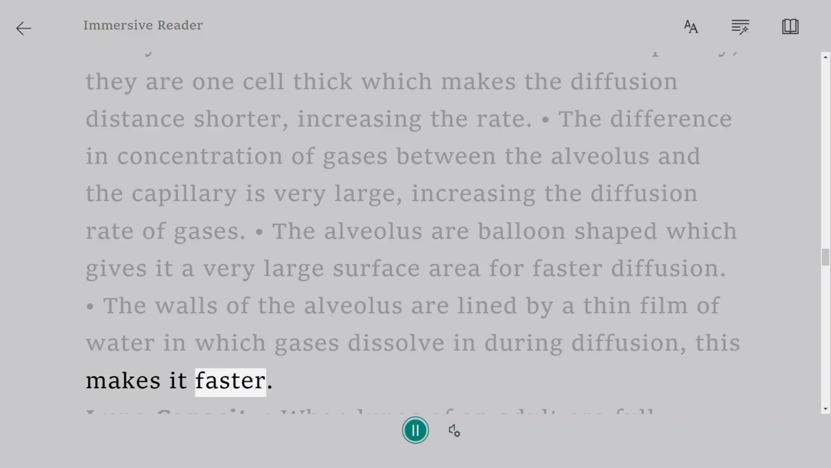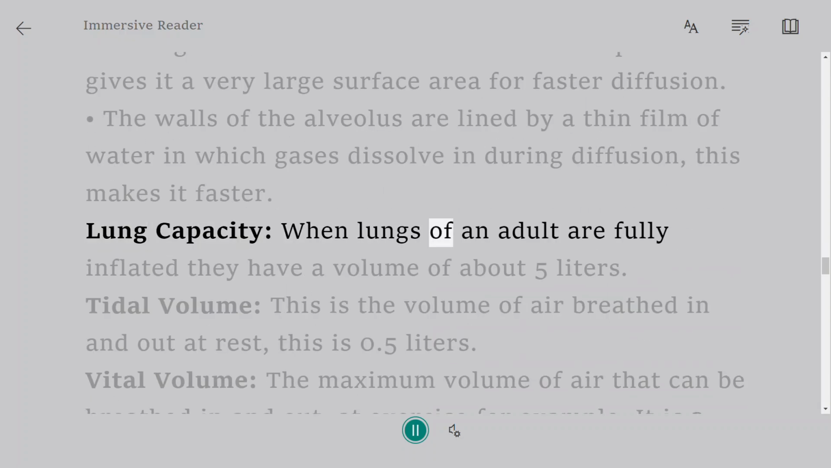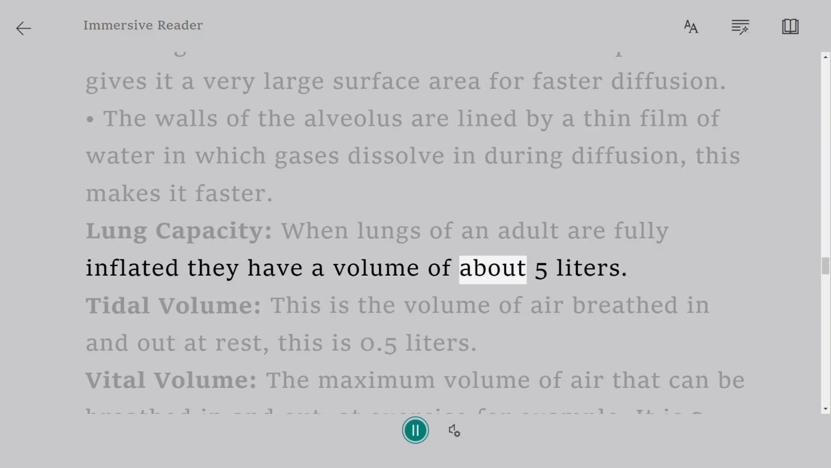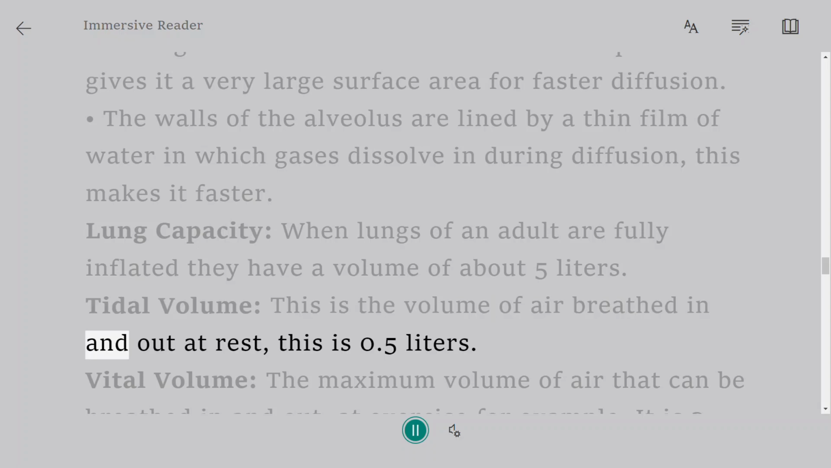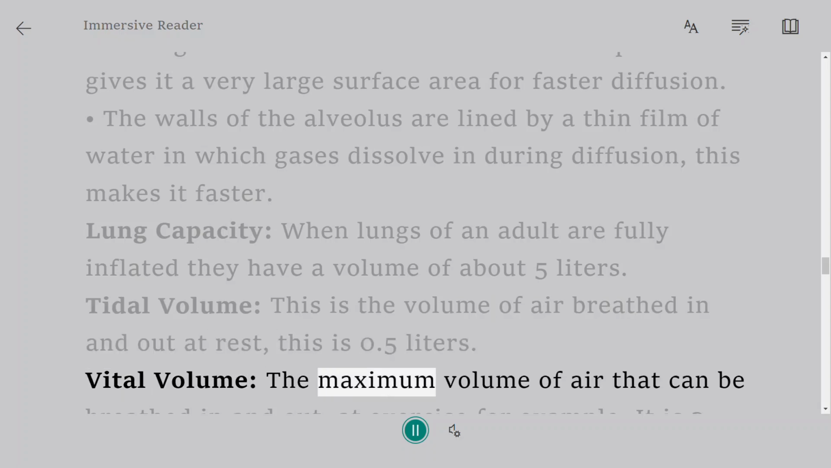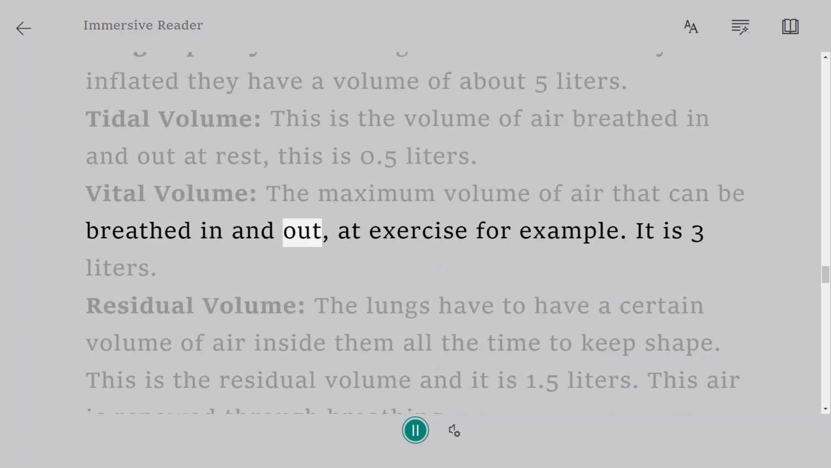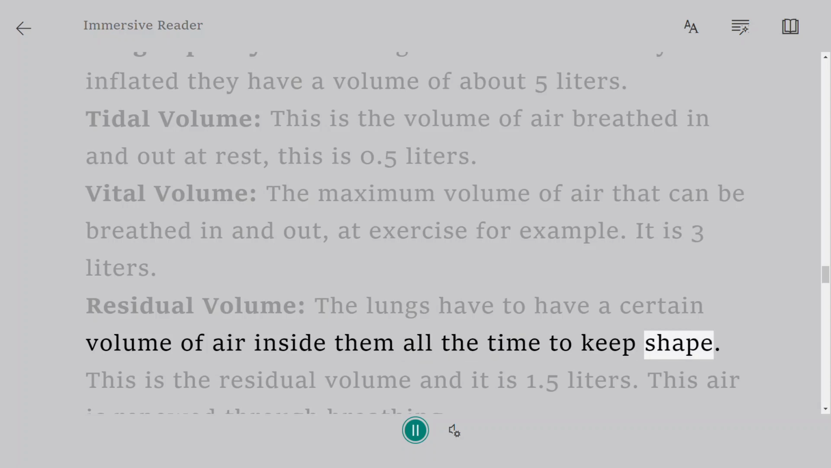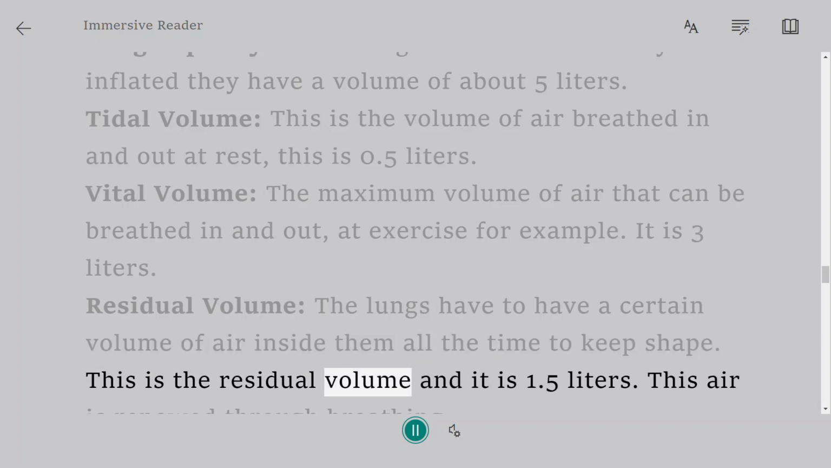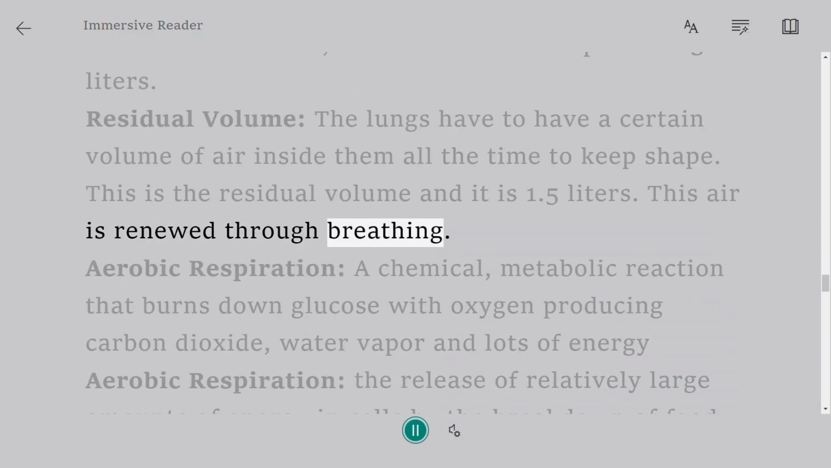this makes it faster. Lung capacity: when the lungs of an adult are fully inflated, they have a volume of about 5 liters. Tidal volume: this is the volume of air breathed in and out at rest, this is 0.5 liters. Vital volume: the maximum volume of air that can be breathed in and out, at exercise for example. It is 3 liters. Residual volume: the lungs have to have a certain volume of air inside them all the time to keep shape. This is the residual volume, and it is 1.5 liters. This air is renewed through breathing.